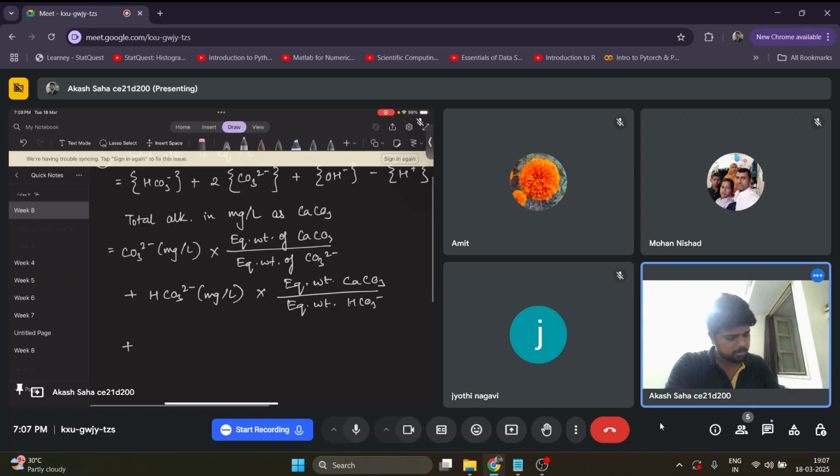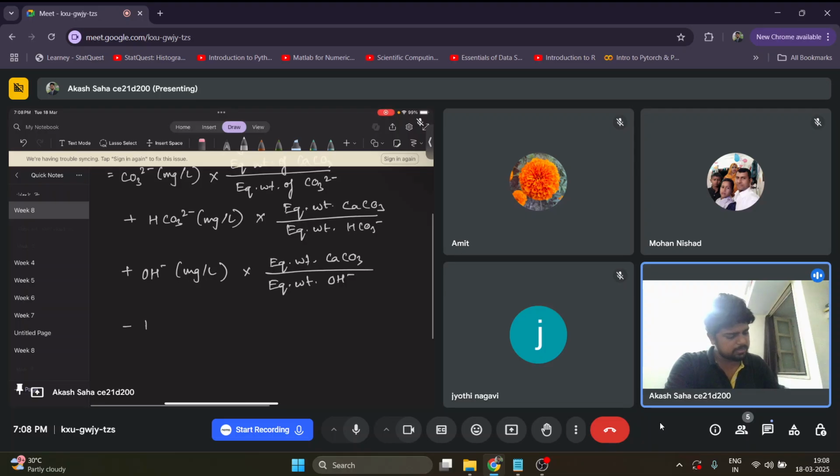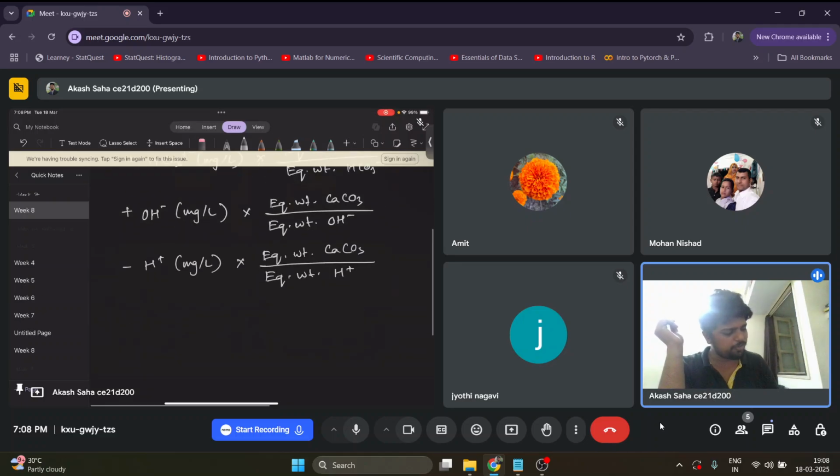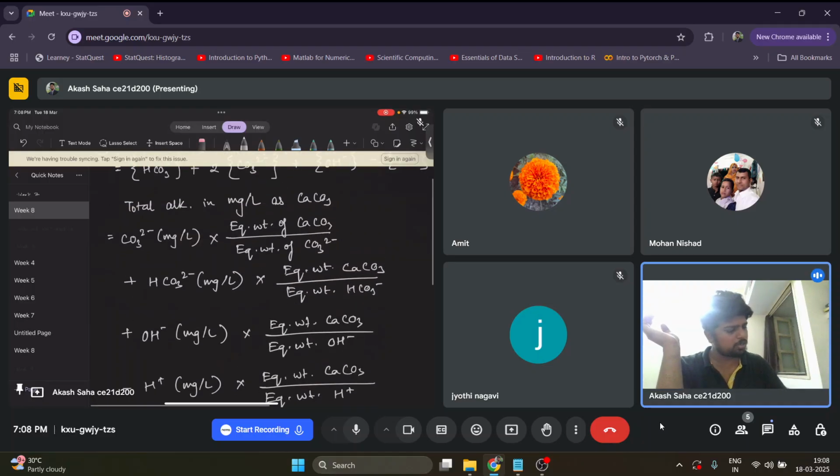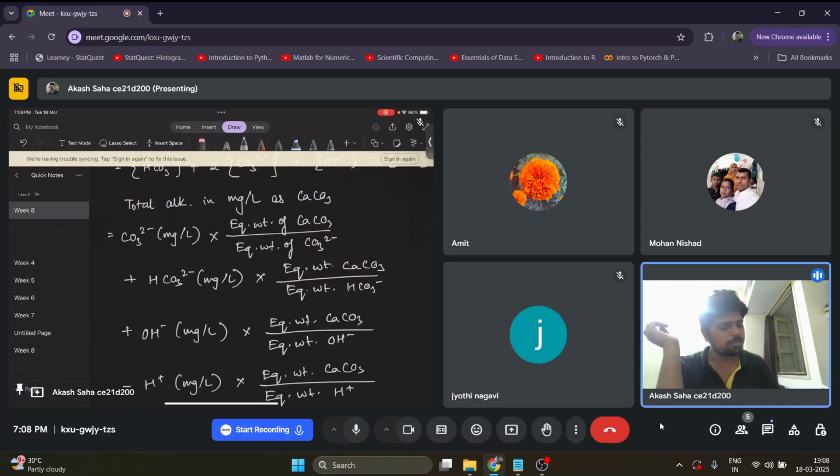Then plus again OH minus in milligram per liter into equivalent weight of CaCO3 divided by equivalent weight of OH minus. And at last minus H plus in milligram per liter into equivalent weight of calcium carbonate divided by equivalent weight of H plus. Okay, so this is the overall formula for finding out alkalinity.